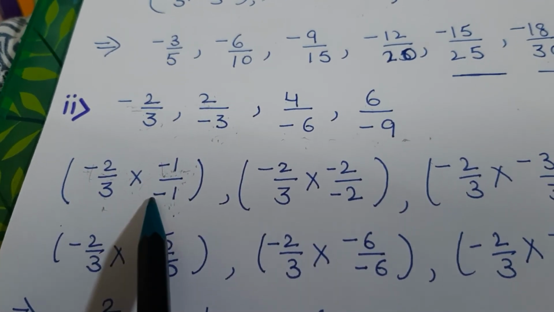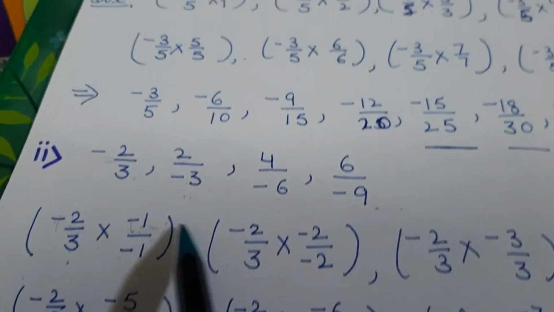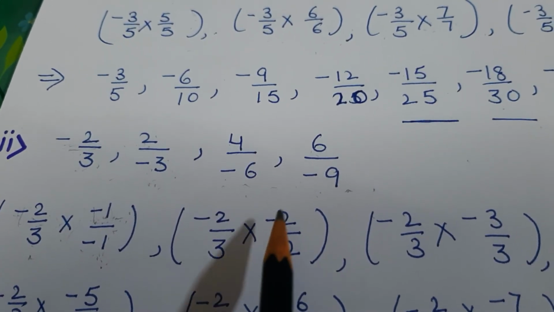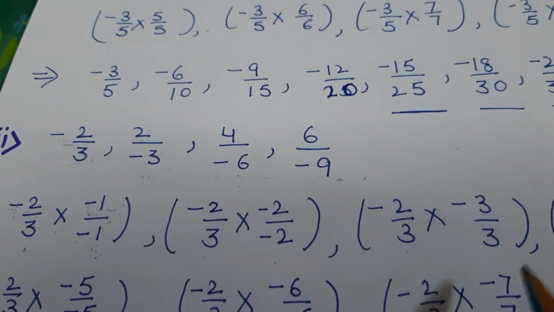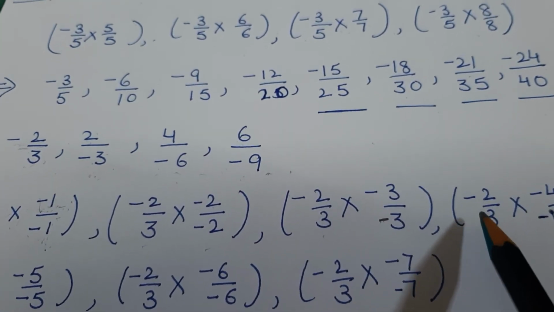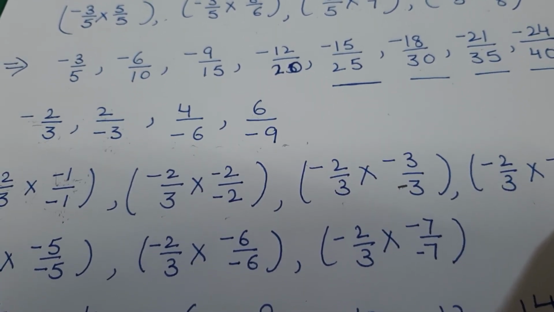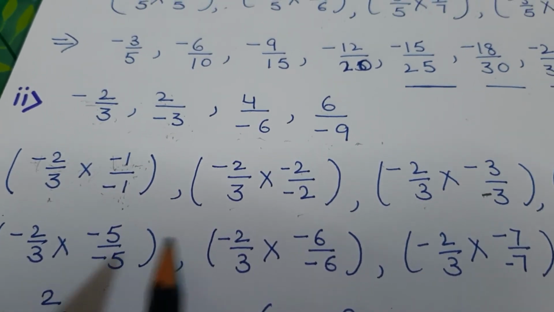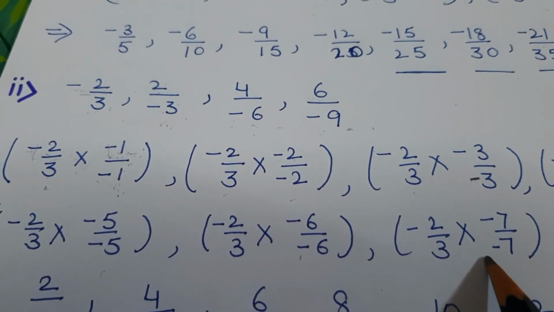Okay, so now we'll start writing minus 2 by 3 into minus 1 by minus 1. Similarly, now this number will be multiplied with minus 2 and minus 2. Same number will be multiplied with minus 3 and minus 3. Same number will be multiplied with minus 4 and minus 4. Then minus 5 and minus 5. Then with minus 6 and minus 6. Then with minus 7 and minus 7.